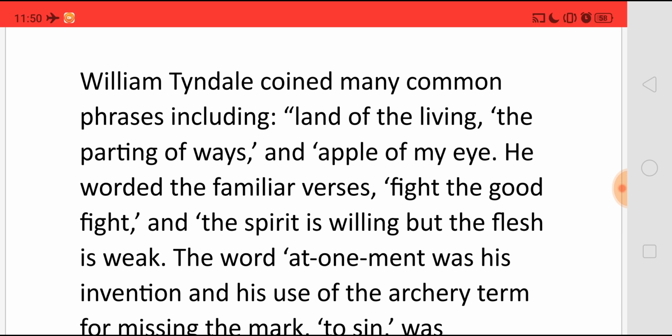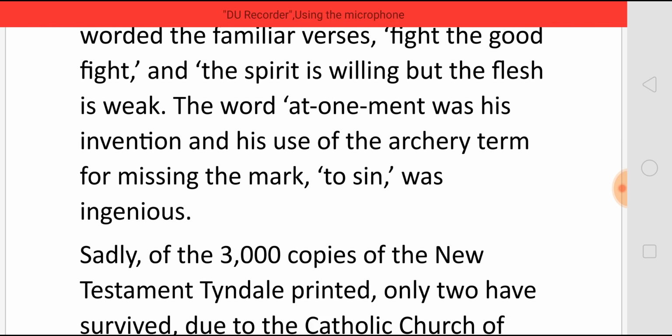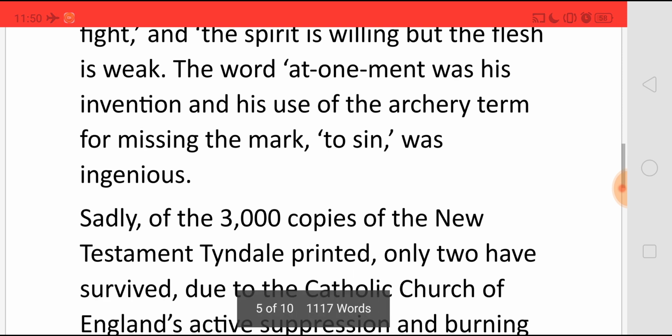William Tyndale coined many common phrases including land of the living, the parting of the ways, and apple of my eye, and he worded the familiar verses, fight the good fight, and the spirit is willing but the flesh is weak. The word atonement was his invention, and his use of the archery term for missing the mark to describe sin was ingenious.